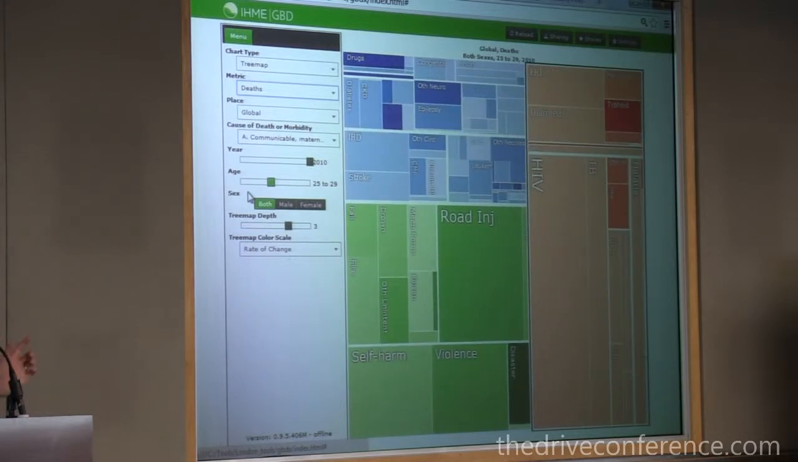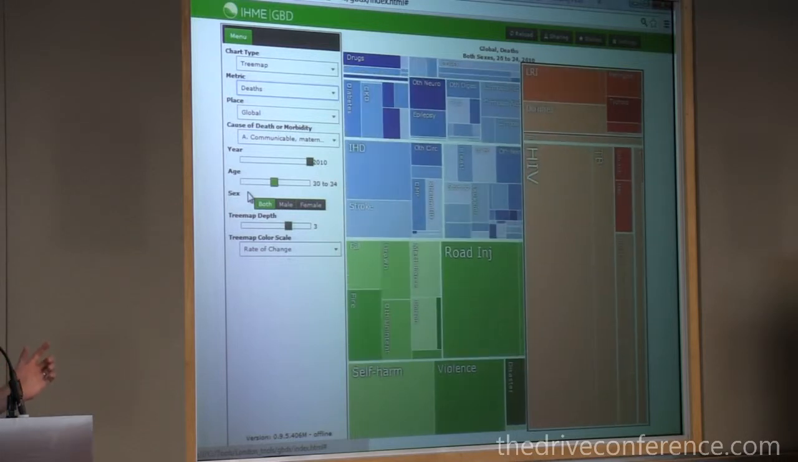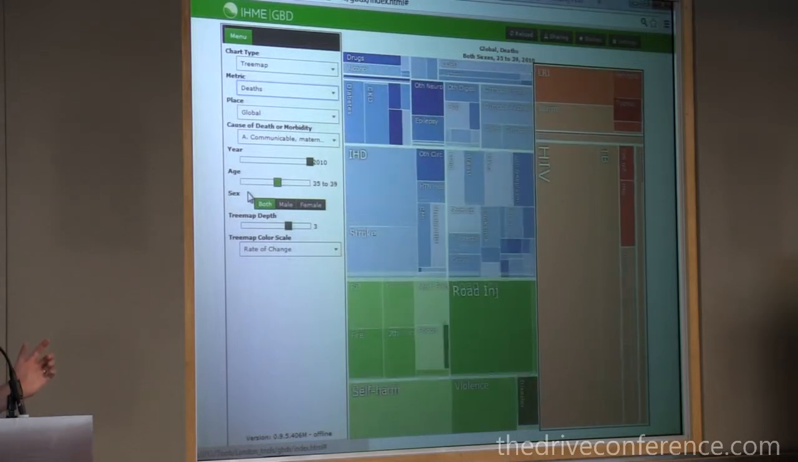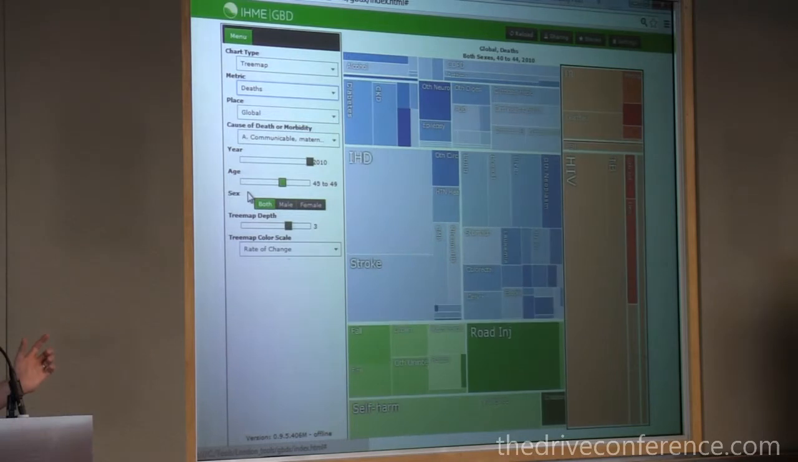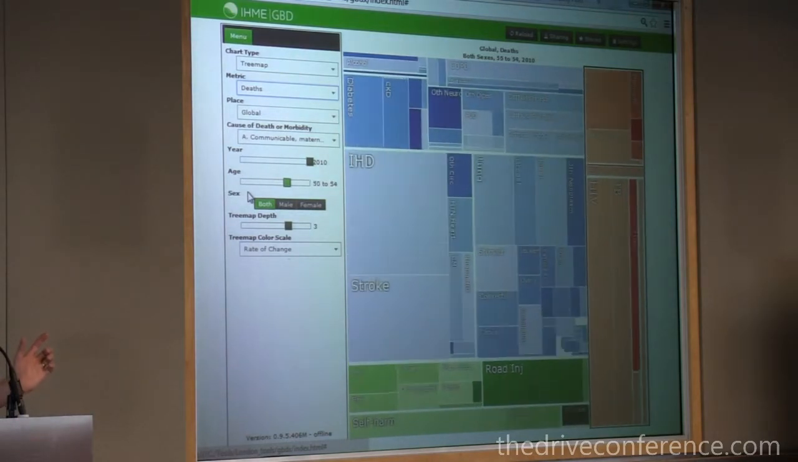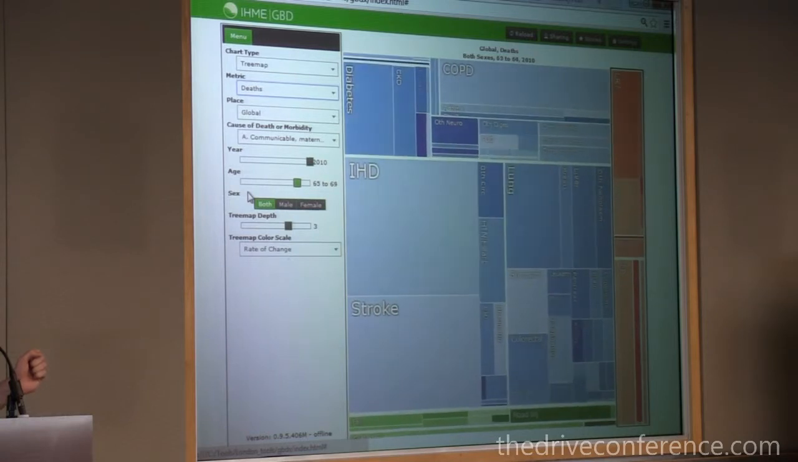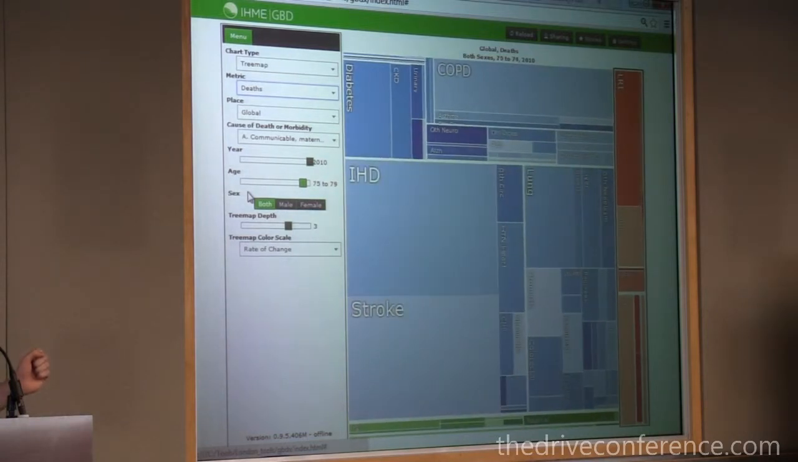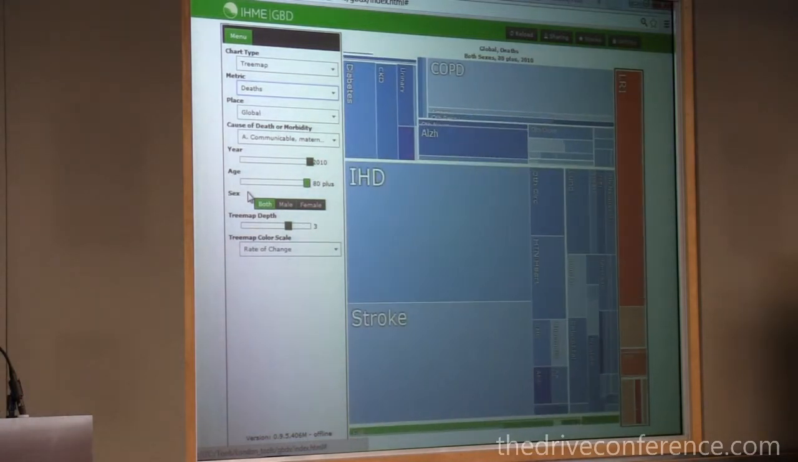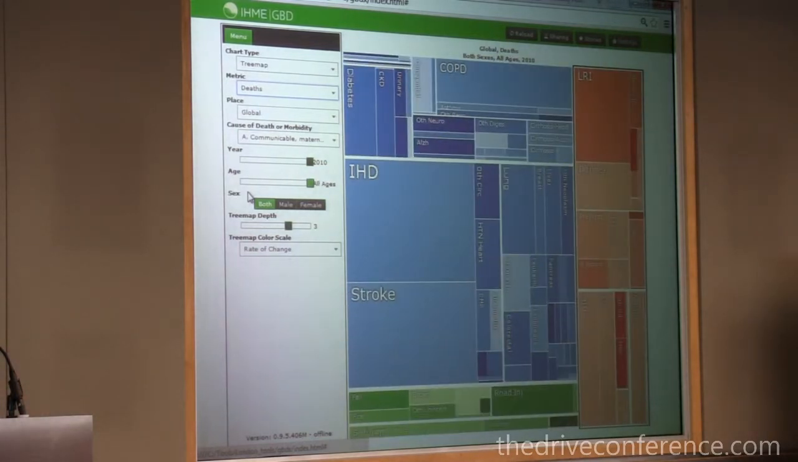At 25 to 29, you see HIV coming up, again driven by sub-Saharan Africa, and injuries getting less important. And then as people age, now we're at 40, 45, basically non-communicable diseases are driving deaths. At 60, 65, 70, there's hardly anything left but the cancers, cardiovascular diseases, lung, and others. So now we're back to all ages.